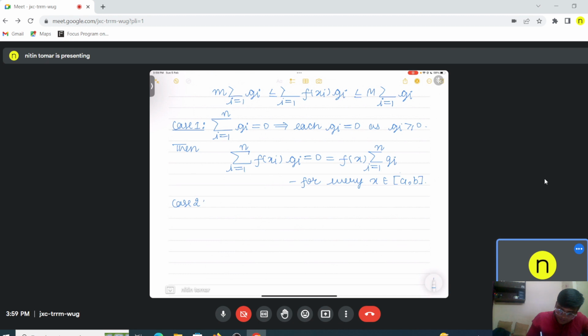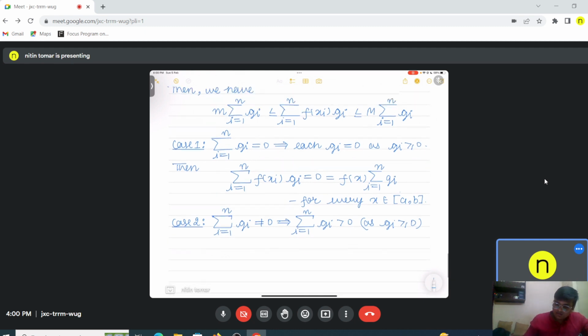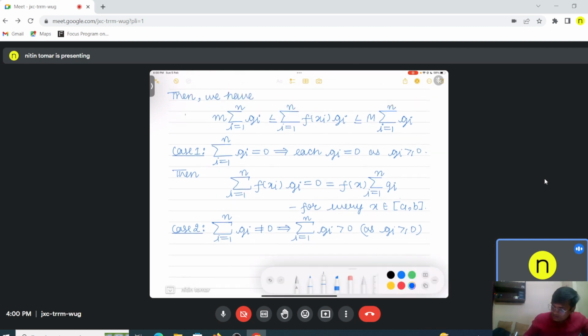Now case 2: if this sum is not 0, then what will it be? It can only be strictly positive, as the gi's are non-negative. So let this be equation 1.